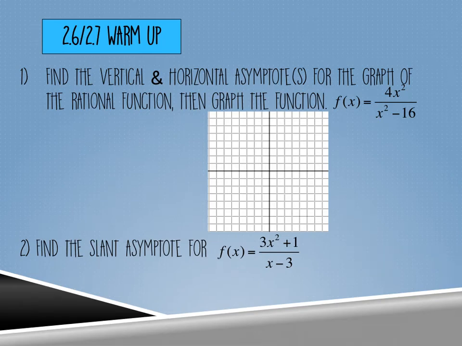So number 1 is 2, 6. Number 2 is what we're going to talk about today, which is slant asymptote. But I'm going to do a different one tomorrow because we're going to dig a little deeper in those instead of just finding the actual slant.